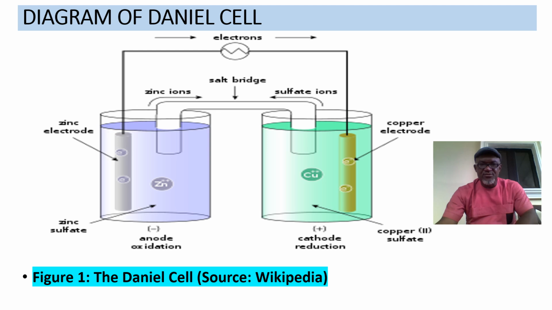I've decided to import a diagram of this Daniel cell from Wikipedia so that it becomes easy for us to understand this explanation. There are different types. It can be, like I said, a porous partition where you have only one cell. Then you just have a porous partition in between the cells, keeping the oxidation and reduction half cells separately.